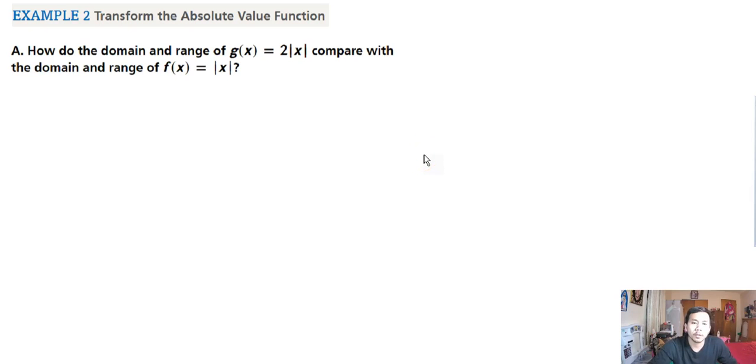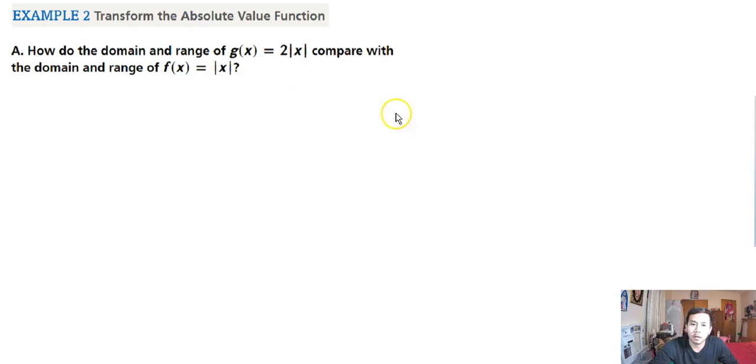In our example number 2, we are going to transform the absolute value function. We're going to compare the graph of the g function and your f of x function. So question A, how do the domain and range of g of x is equal to 2 times the absolute value of x compare with the domain and range of the function f of x is equal to the absolute value of x? We'll consider f of x is equal to the absolute value of x as the mother function.